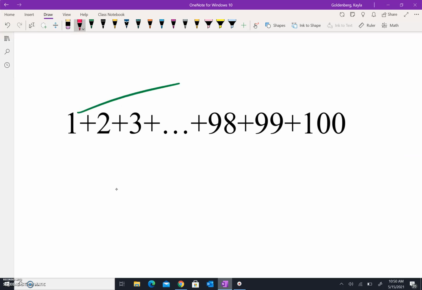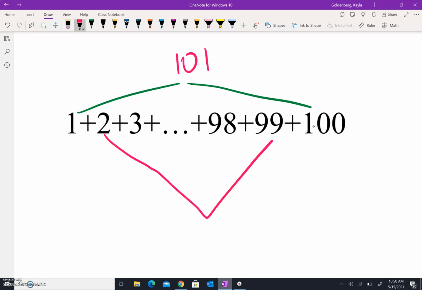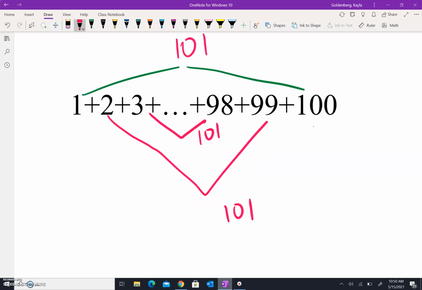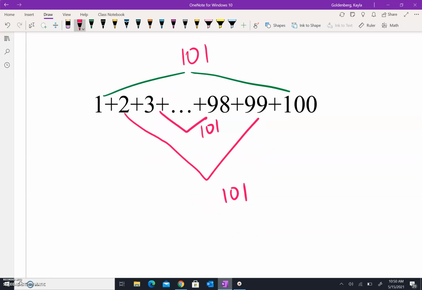So it's kind of interesting. If I do 1 and 100, that makes 101. If I do 2 and 99 and add those together, that also makes 101. 3 and 98, that also makes 101. So the question is, how many 101s are there?